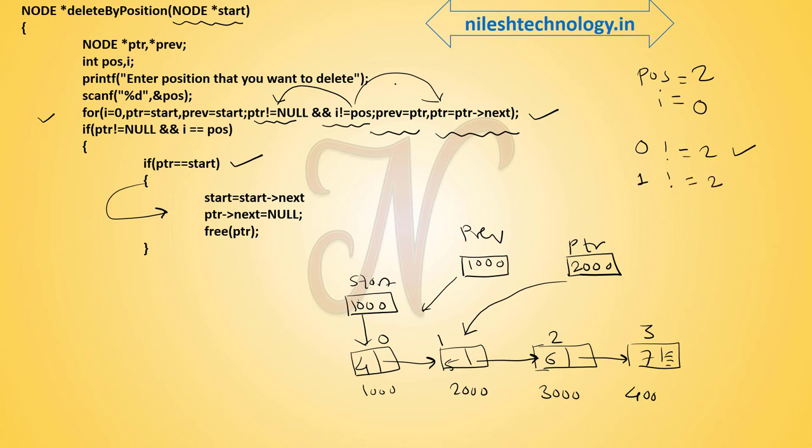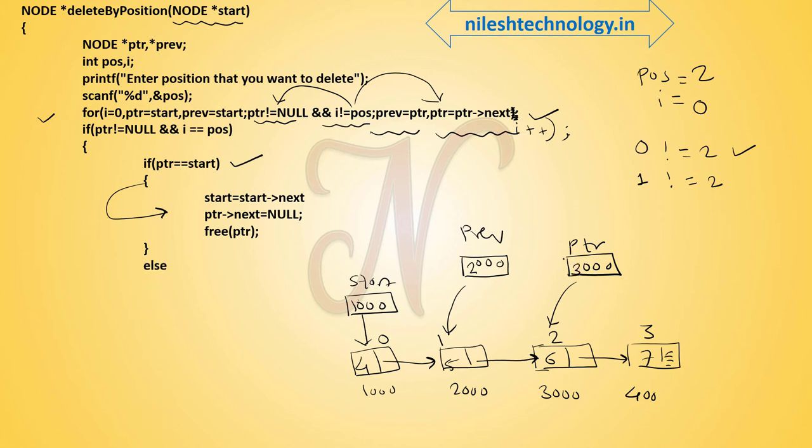So here one more incremental part is missing, that is the comma i plus plus and then semicolon. Okay, so here i plus plus, 1 is not equal to 2. Again there is a 1, so it is going to the incremental part: prev equal to ptr. So prev is assigned to this ptr, so this address is 2000, and ptr is equal to ptr of next. Okay, address is 3000.